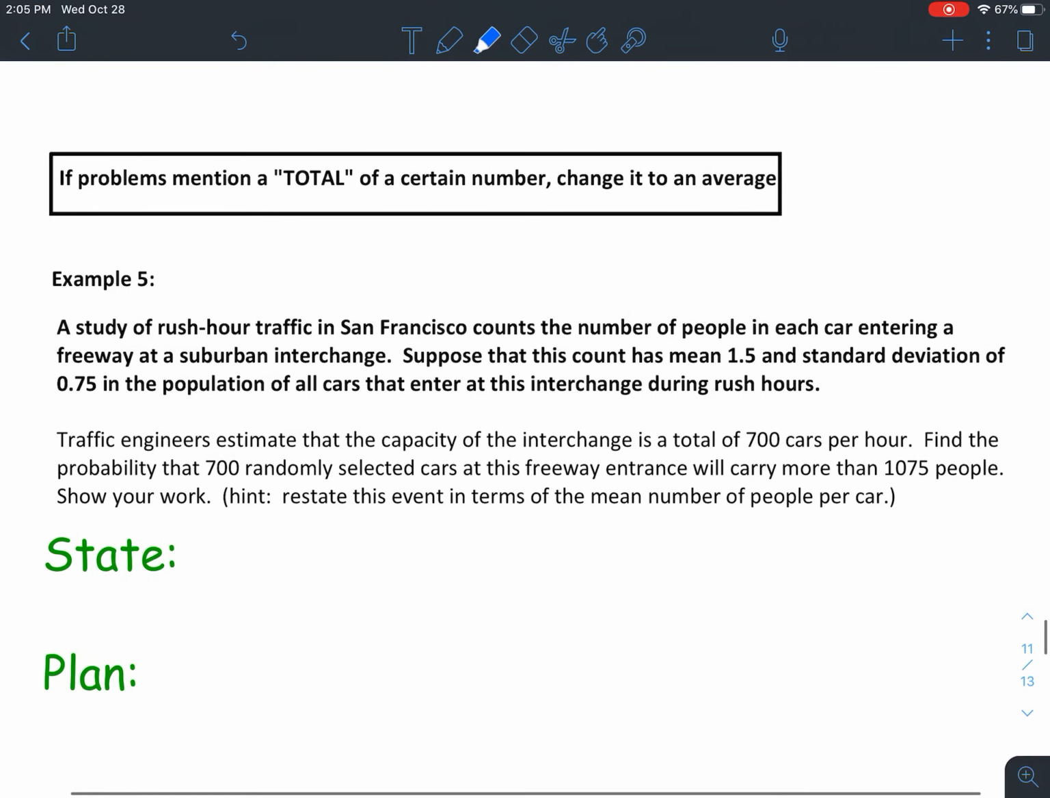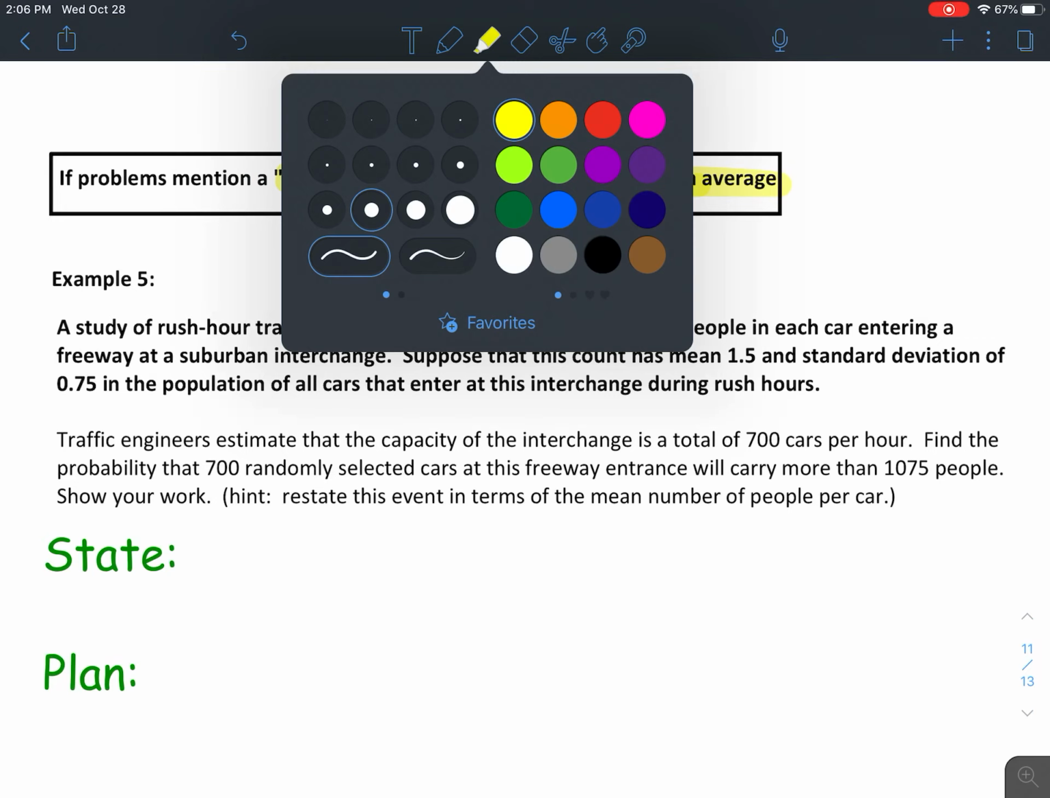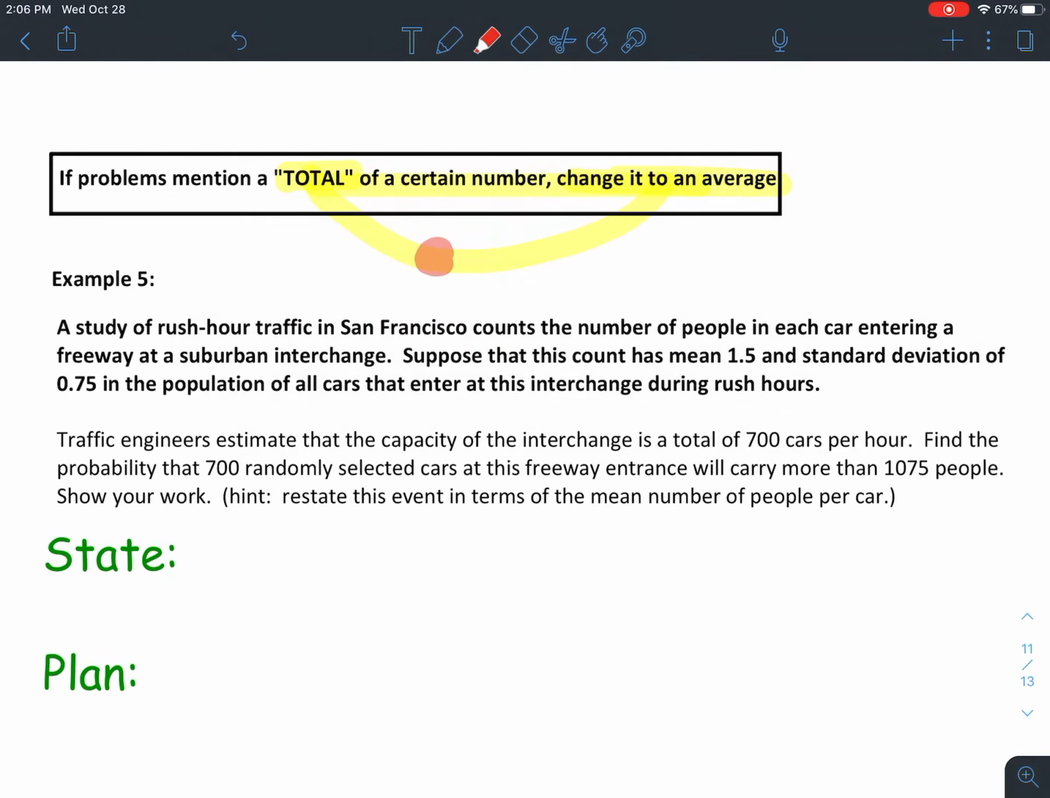And this is actually an important concept that you could see pop up in some of the homework problems. If you see a problem mention a total, remember, these problems regarding sampling distributions are about means or averages. So if you're given a total, we need to convert the total into an average. And you'll see what I mean with this example here.